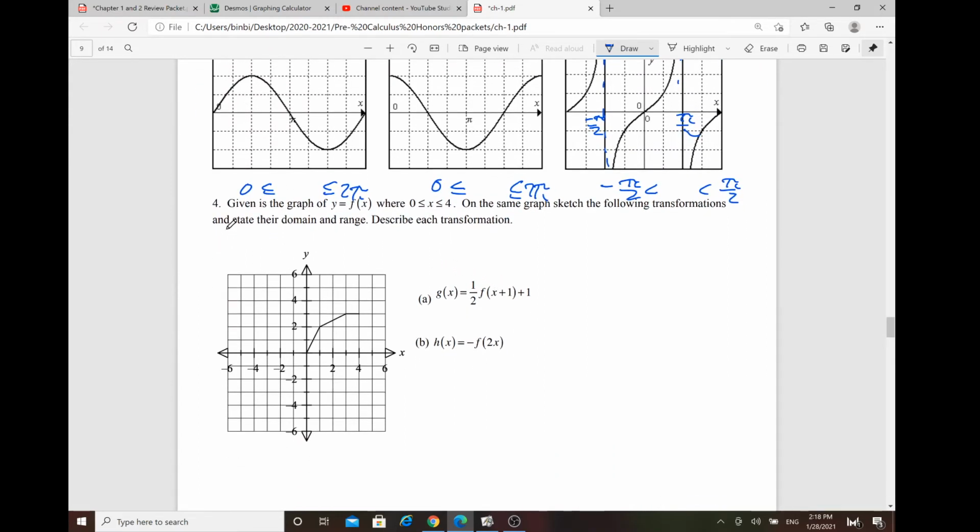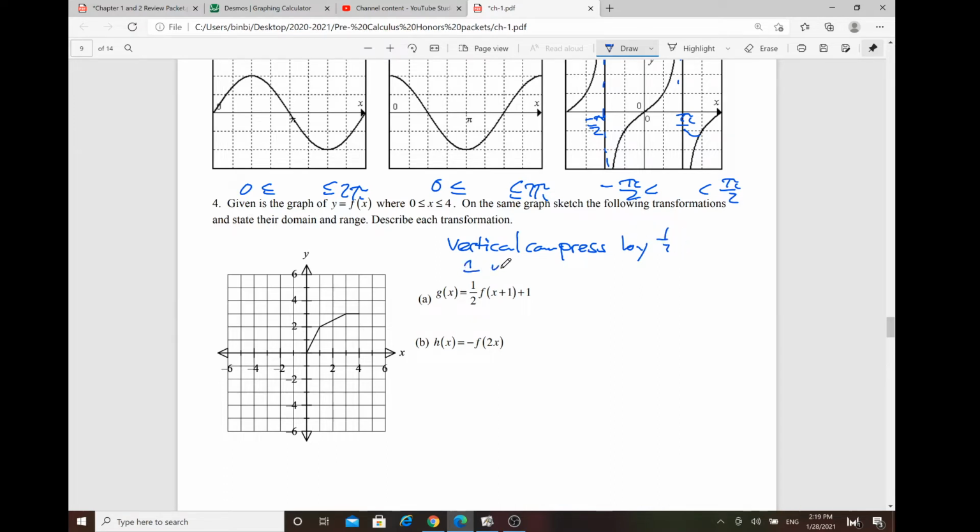And now to look at one of the problems here, given that f of x, we don't know exactly what that is, but this one goes all the way from 0 to 4. And on the same graph, sketch the following transformation and state the domain and range. Describe each transformation. Well, let's describe the transformation. So it's one unit shifted to the left, and then by the scalar, the vertical compression factor, 1/2. Okay, so vertical compress by 1/2.